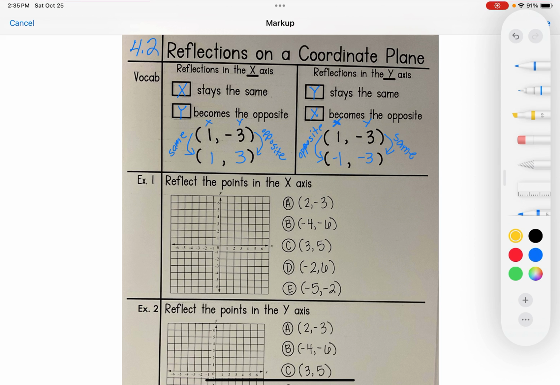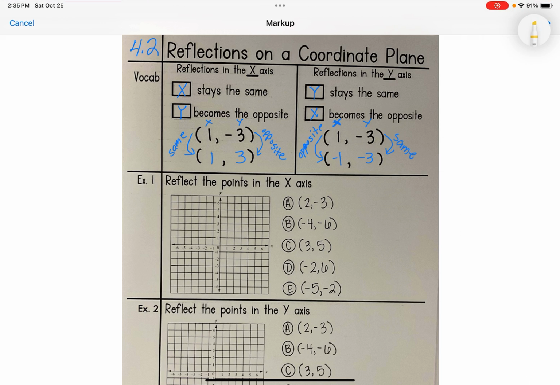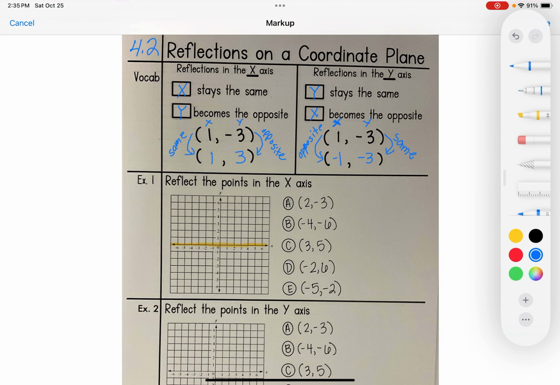Okay, so let's go ahead and practice reflecting some points over the x-axis. So first thing I want to do is, let's see if I can make this highlighter any narrower? There we go. Let's make it a little narrower here. Okay, so I want to highlight the x-axis for you. This is your x-axis right here. It also is labeled right here, x. All right, so we're going to reflect points in the x-axis.